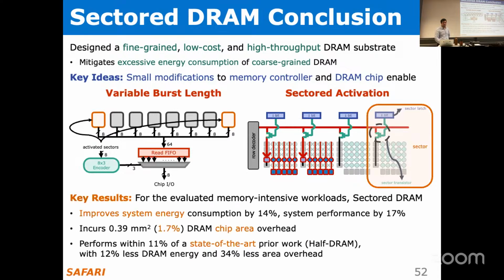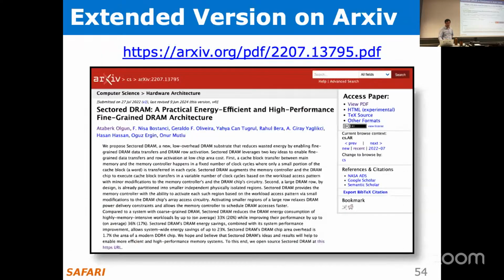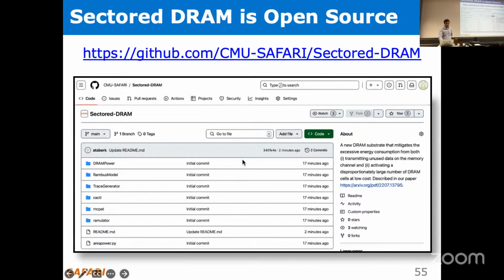And we show that an effective system integration of sector DRAM provides significant energy savings and performance improvements at low DRAM chip area cost. This work was published in ACM TACO. We have an extended version of our journal paper on arXiv, and everything is open sourced.